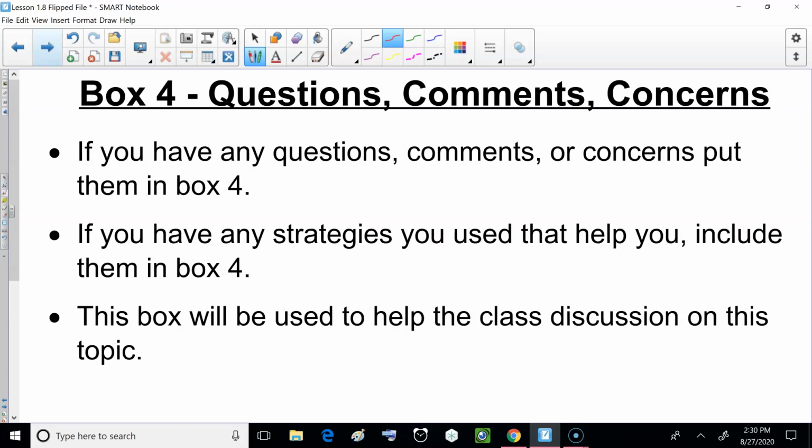If you have any questions, comments, or concerns, feel free to jot those notes down. We can discuss those and help you solve these types of problems. Also, if there are strategies that you have used that you would like to share, make sure you jot those down as well to help other students be successful in the classroom.